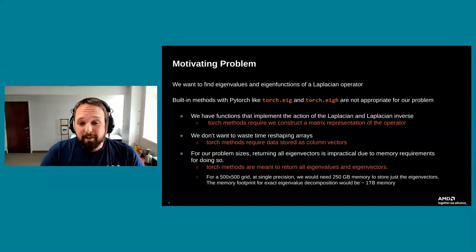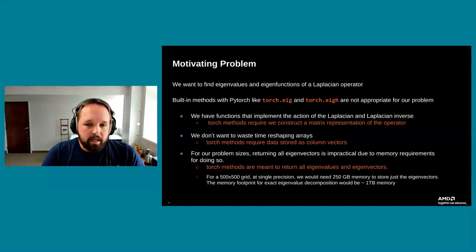Now, the actual memory footprint for doing the eigenvalue decomposition, which involves QR decomposition, would take basically another factor of 3 to 4 on top of that, so close to about a terabyte of memory just to do the decomposition problem.